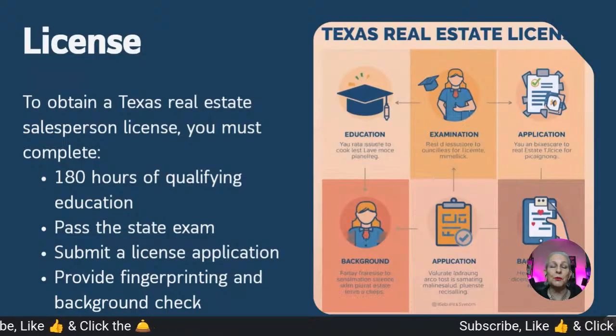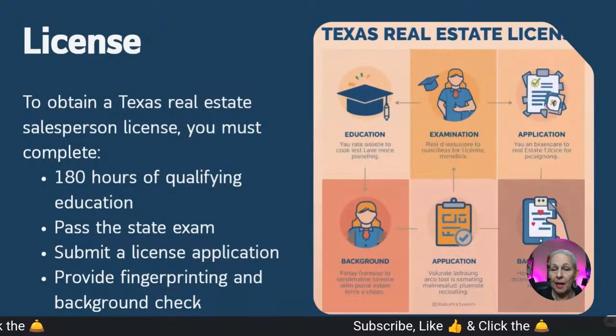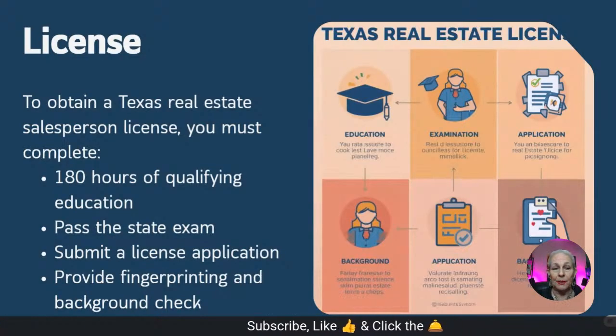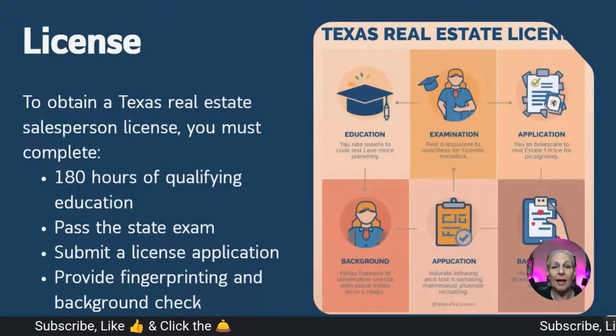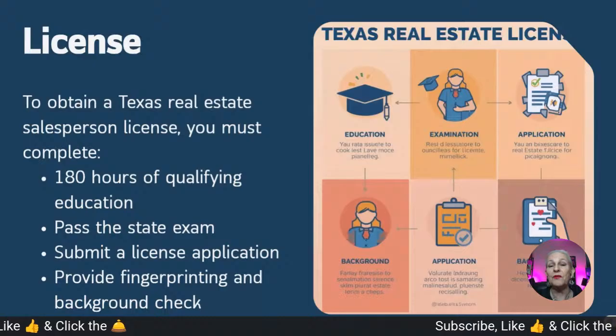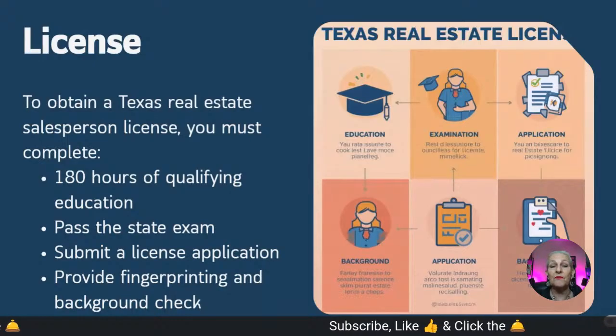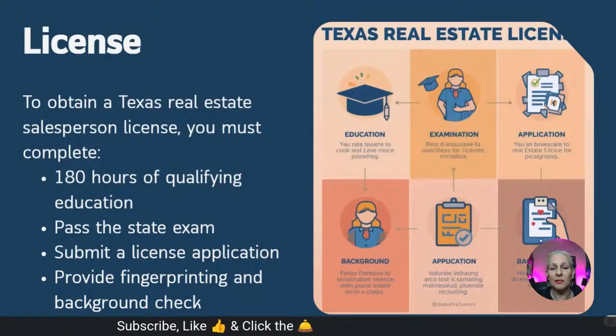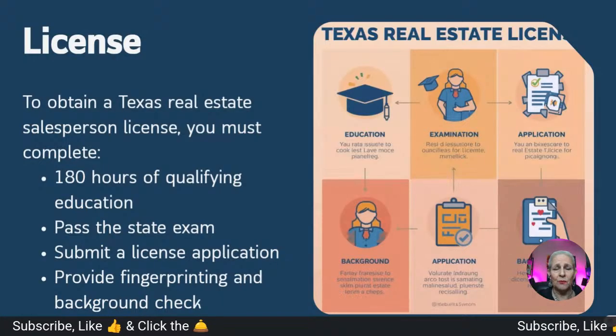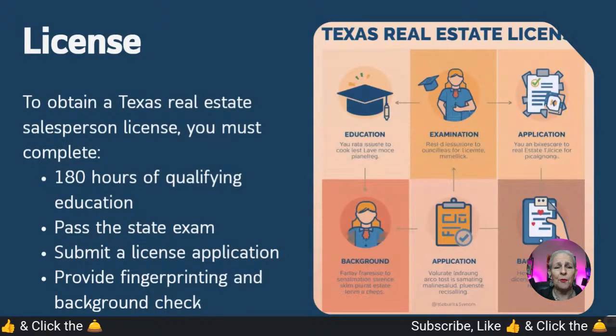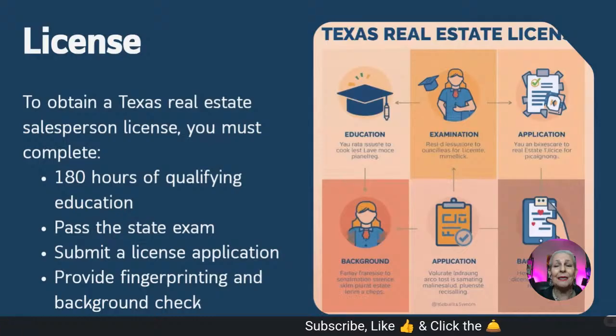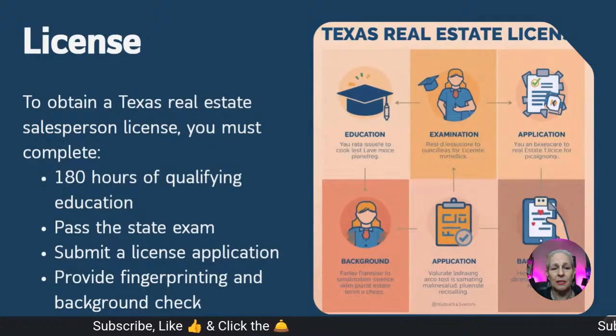Once you send all those certificates to TREC, you submit your application, or right before that, you pay a fee, and they will approve your courses. Then you have to pass the exam. Also, you're submitting the license application with the 180 hours. You provide fingerprinting and a background check. All these are required. There are no exceptions.